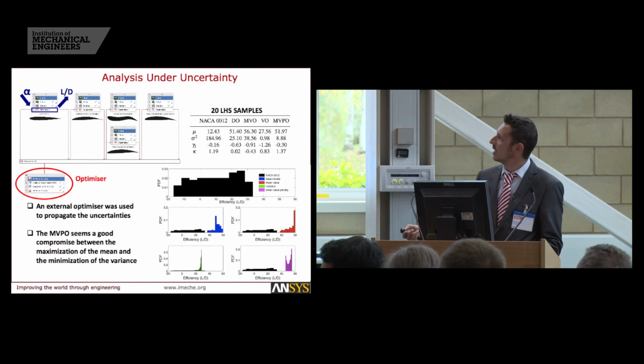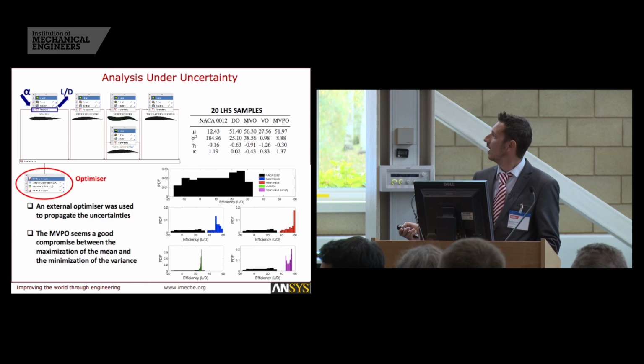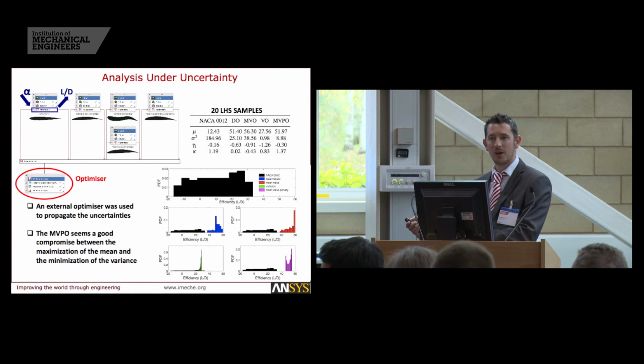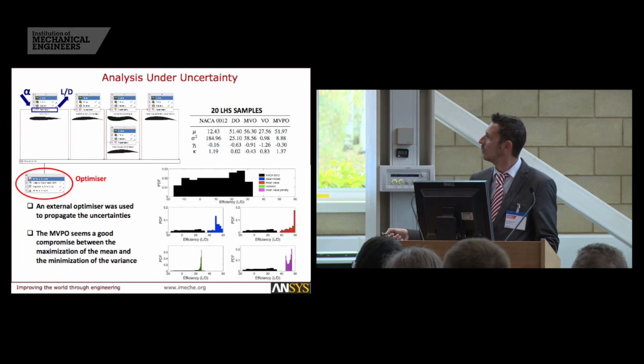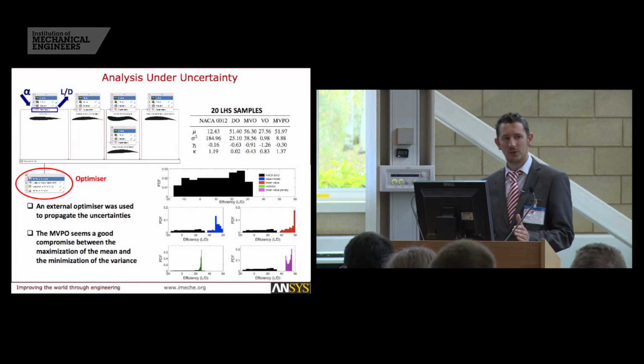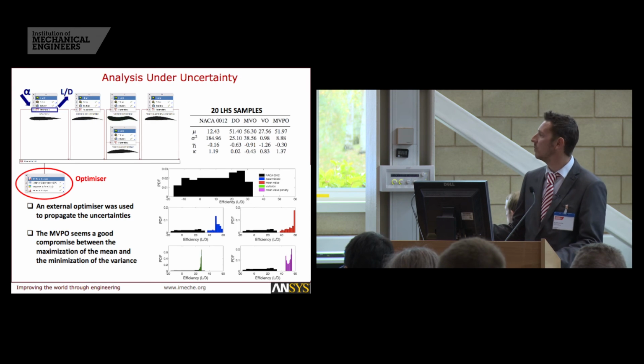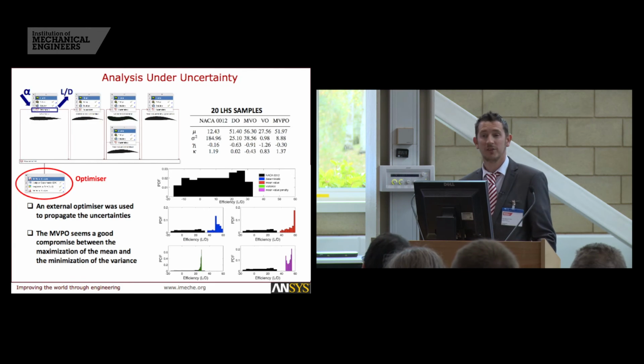So here we can see the density function for the original NACA 12 profile. And what we want to do is push that over to the right by optimizing the design. So we can see all of the outputs on here, which are the blue, the red, the green and the purple, relevant to the deterministic approach, mean value variance and mean value penalty. So what we're trying to do is push all of these L over D values to the right, but also maintain and minimize the variance.